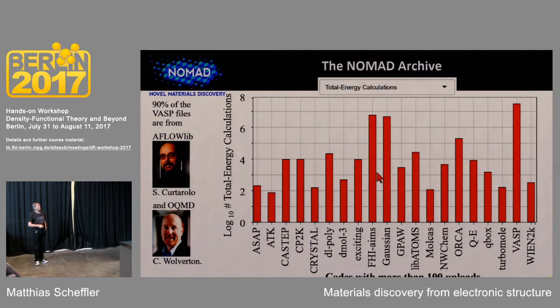And the next one then actually is FHI-aims, which is below 10 to the 7. WASP is so big because the biggest databases in America are run by Stefano Curtarolo, which is AflowLib, and then another one is run by Chris Wolverton. These two are actually part of this NOMAD activity.